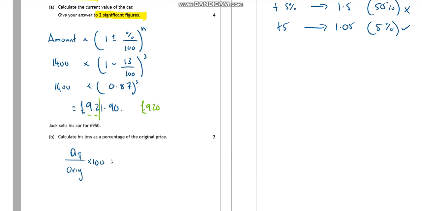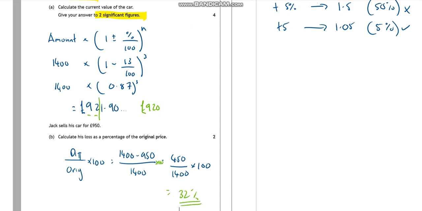Now the difference here, so let's think. He bought it for 1,400 and he's selling it for 950. So that's the difference you're looking at. And his original amount was 1,400. So 450 is our difference, divided by 1,400. I'm still timesing that by 100. So I should have said in there times by 100. And that's going to give me, let's round it and call that 32%.